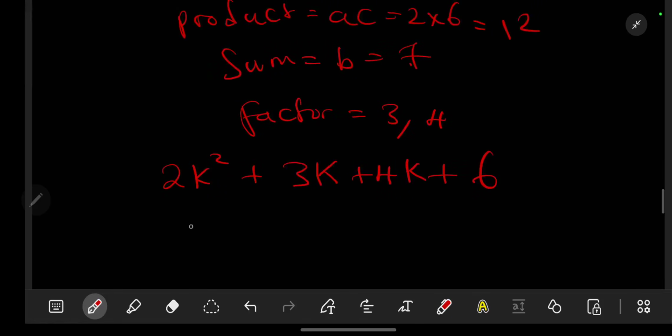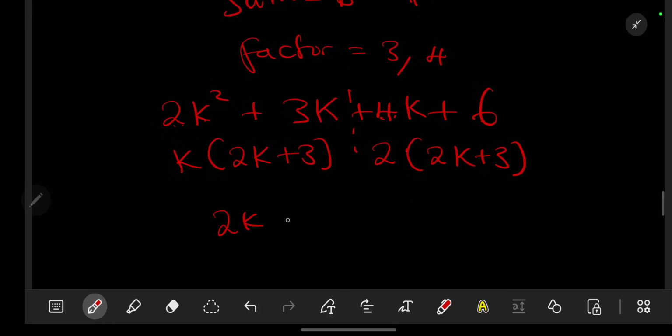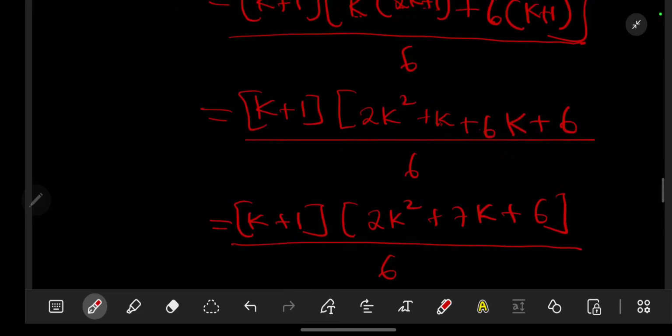So this is going to give us, factorizing in parts: k is common, so we put k, open brackets, we remain with 2k plus 3. Then here 2 is common, so we say 2, open brackets, 4 divided by 2 is 2, so 2k plus 3. So our 2k plus 3 is common, so we take it in one bracket, then we have k plus 2. So this is the factorized form.